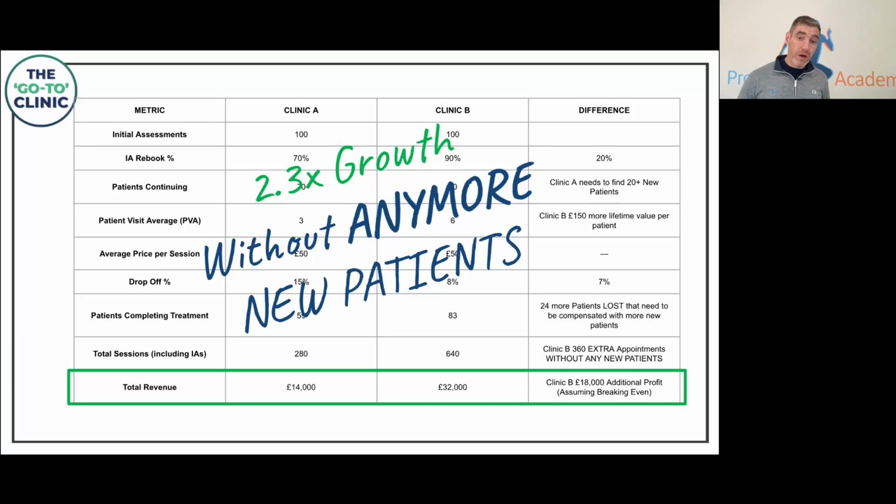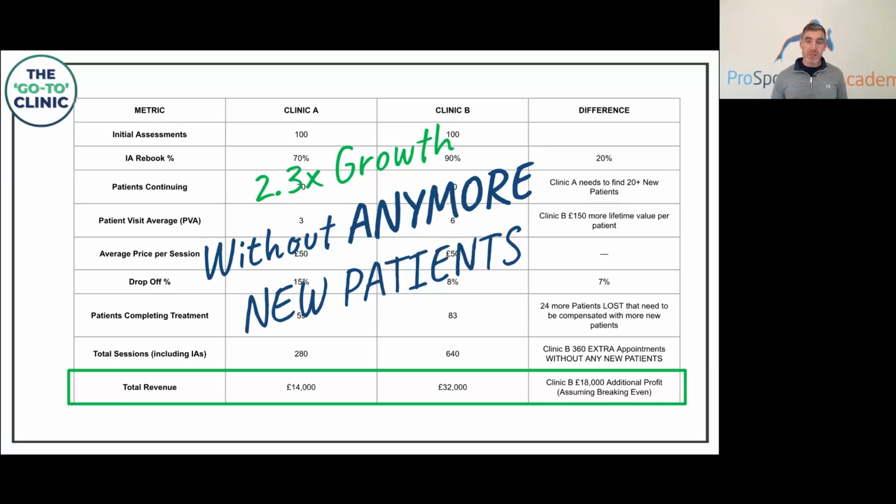The number of appointments that Clinic A had, with that IA rebook of 70%, a drop-off at 15% and a patient visit average of 3, was 280 total appointments. Clinic B, getting your patient visit average from 3 to 6, IA up to 90% and drop-off rate down to 8%, has a total of 640 appointments versus 280 for the same 100 patients. So you have 53 patients completing at Clinic A, 83 at Clinic B. There's a big difference there.